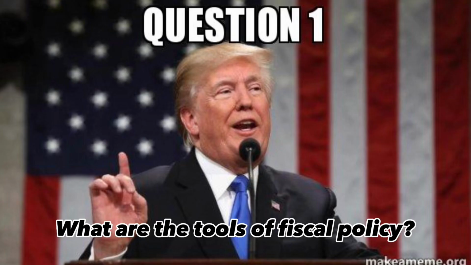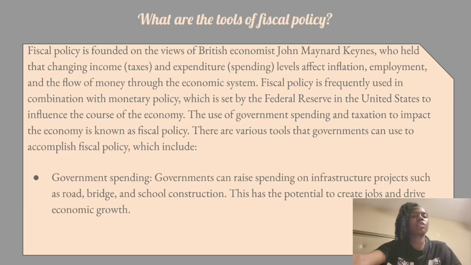What are the tools of fiscal policy? First, let's define what fiscal policy is. Fiscal policy is founded on the views of British economist John Maynard Keynes, who held that changing income and spending levels affects inflation, employment, and the flow of money through the economic system.